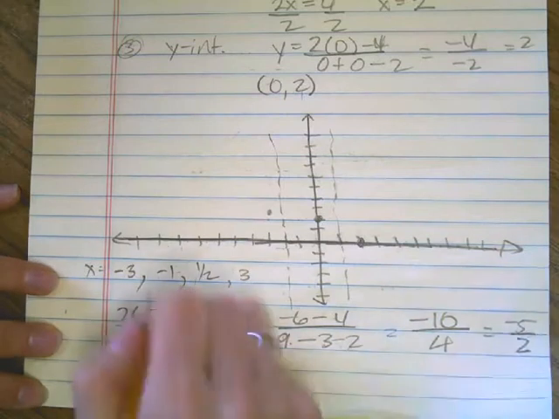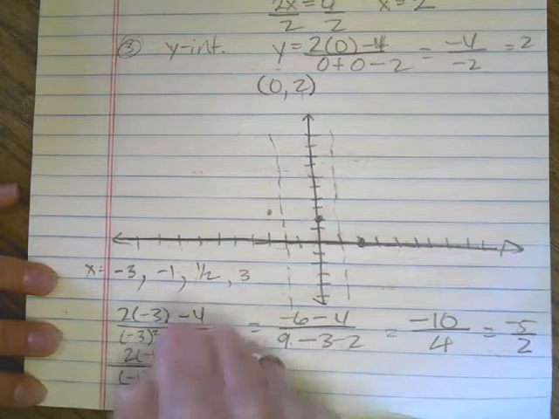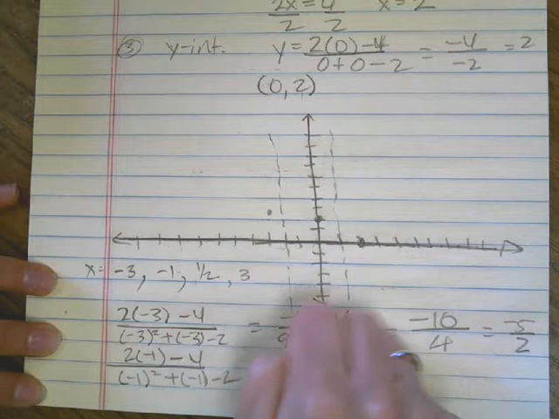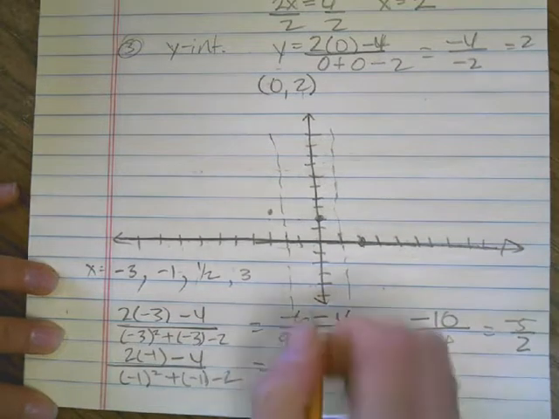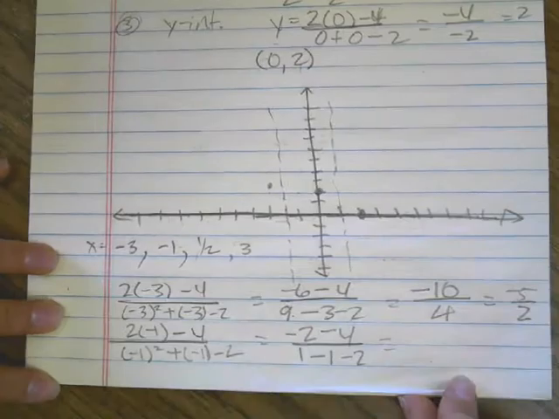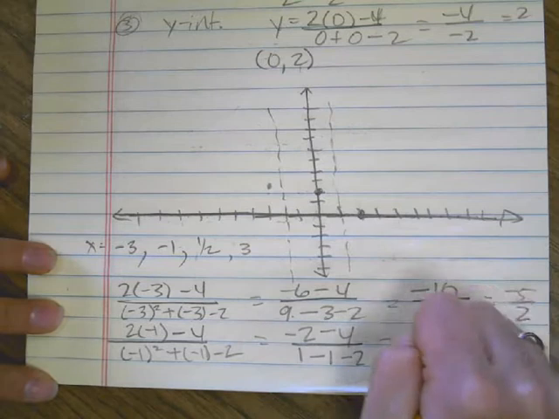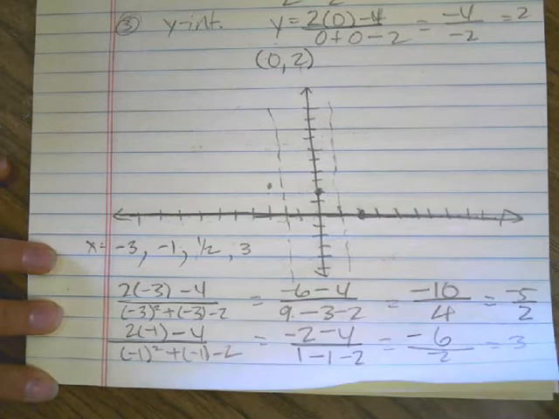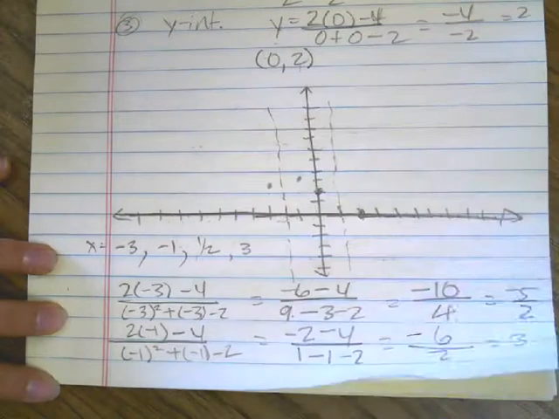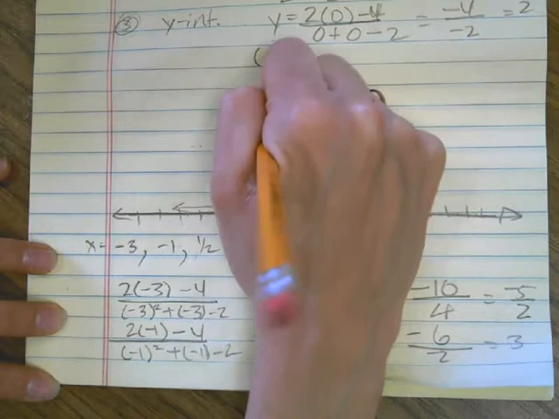Negative 1, 2 times negative 1 minus 4, over negative 1 squared plus negative 1 minus 2. So that's negative 2 minus 4 over 1 minus 1 minus 2. So that gives me negative 6 over negative 2, which is 3. So at negative 1, this goes up to 3. This graph is going to follow the asymptotes. One asymptote is here, one asymptote is here.